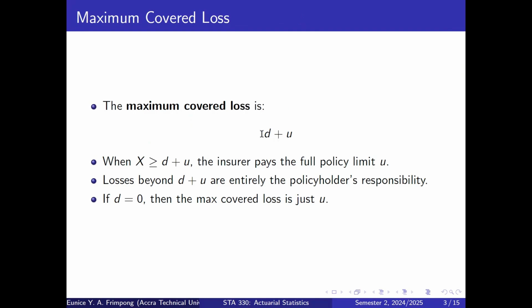What is the maximum covered loss then? The maximum covered loss under this type of policy is given as D plus U. So if the total loss X is greater than or equal to D plus U, then the insurer pays exactly U. Now, if D is equal to 0, that is, if there is no deductible, the maximum covered loss becomes just U. So losses above D plus U are not the insurer's concern. They are borne entirely by the policyholder.